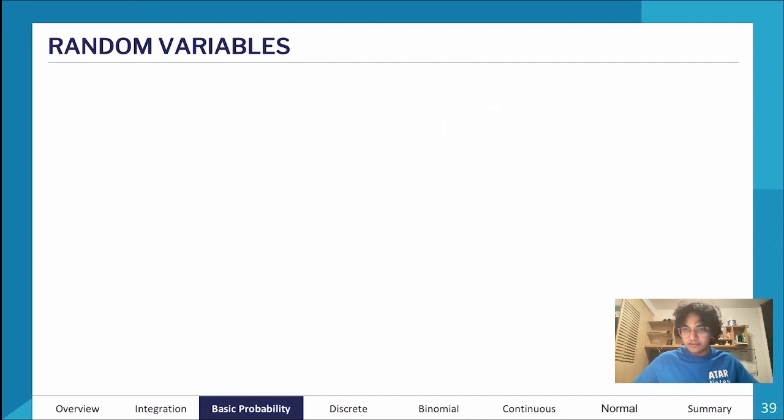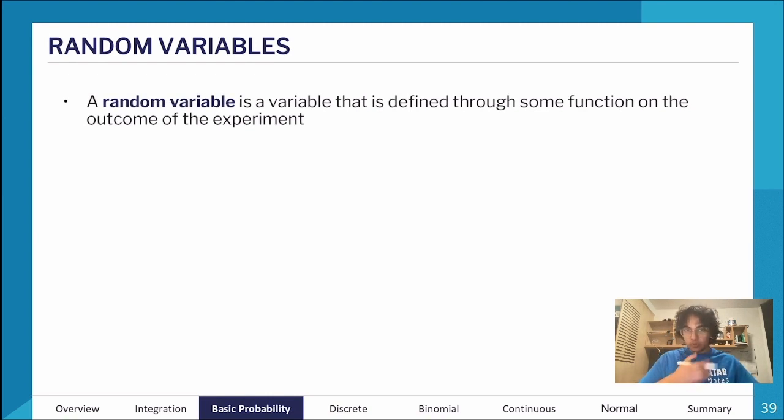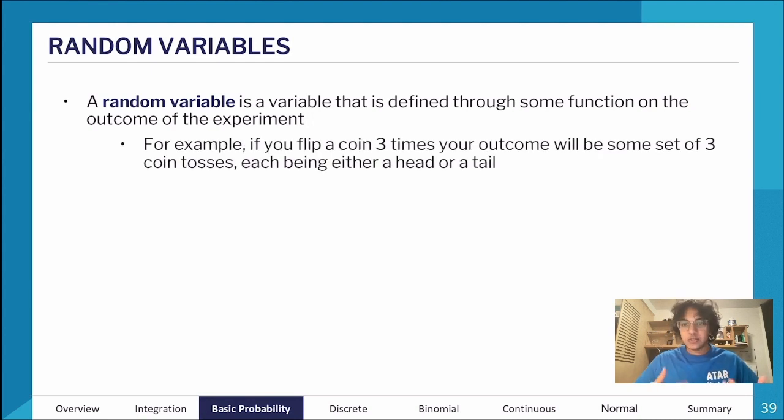Okay, random variables, what are they? A random variable, more or less, is a variable that's defined through a function, right? But this function is defined on the outcome of an experiment, right? So it's a little bit more complicated than your standard variable, but it's just complicated terminology for something that's reasonably understandable. So an example here is that if you flip a coin 3 times, your outcome is going to be the set of 3 coin tosses. That's either going to be a heads or a tails, right?